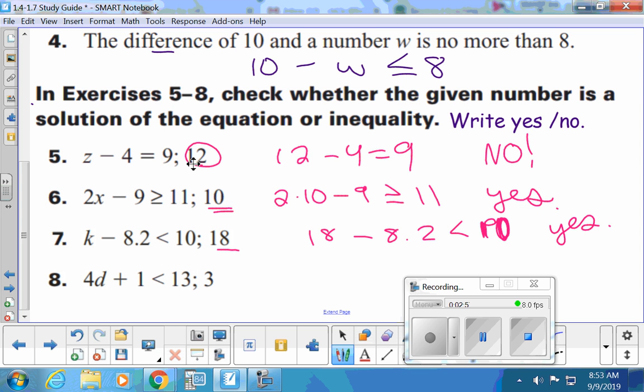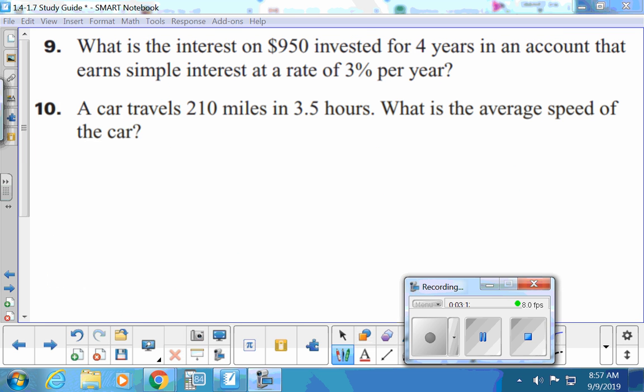And then finally, number 8, our test value is 3. 4 times 3 plus 1, is that going to be less than 13? No, it would be 13. 13 would be equal to 13, not less than 13. All right, we're going to take a peek at number 9.